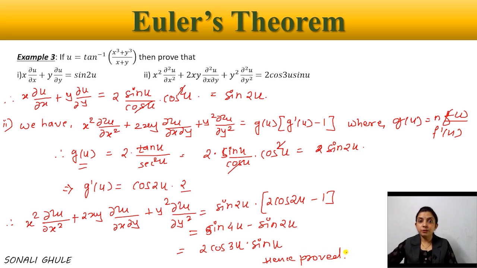So this is how we can use Euler's theorem to find the first order relation or second order relation value.